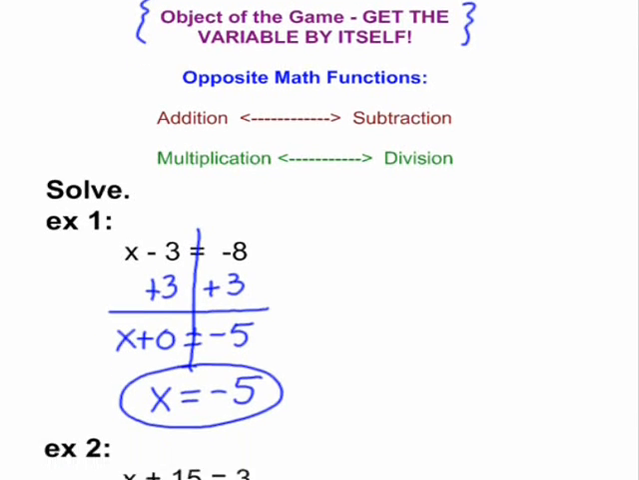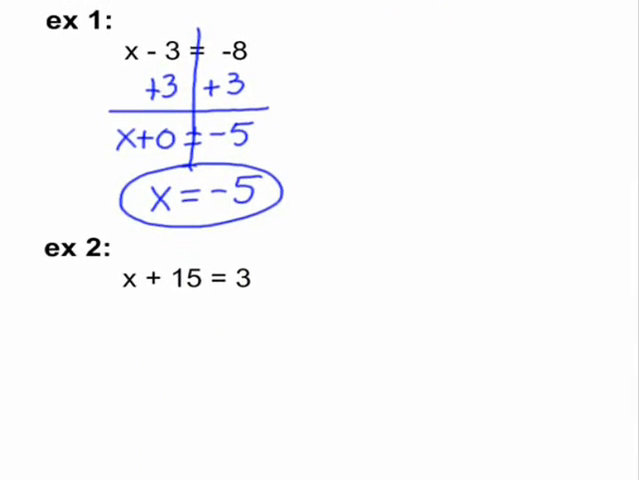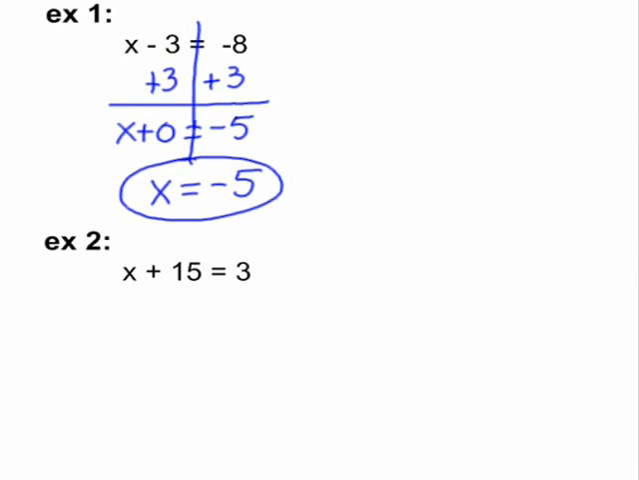Let's look at example 2. This time in example 2, I have the equation x plus 15 equals 3. This time I see addition, so I'm going to do the opposite, which is subtraction. And I'll try this problem without our line like we had in example 1. So we will be subtracting 15 from the left side of the equation and moving over to the 3 on the right side and subtracting 15 there as well.